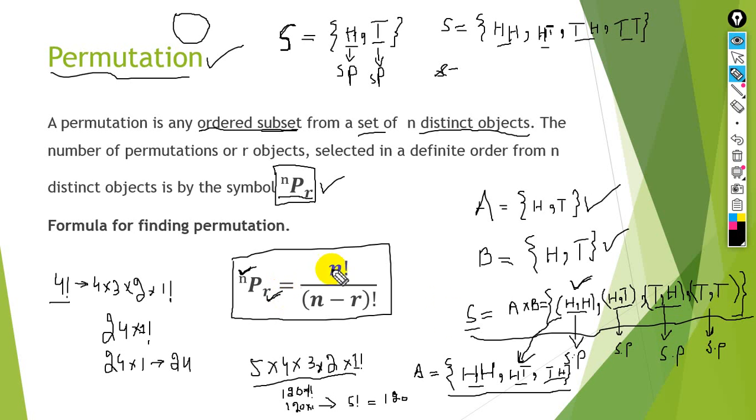So now next we have nCr, we can say combinations. If you have any question related to this permutation, you can ask.